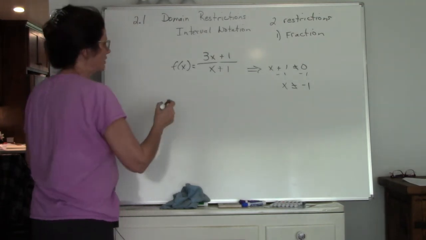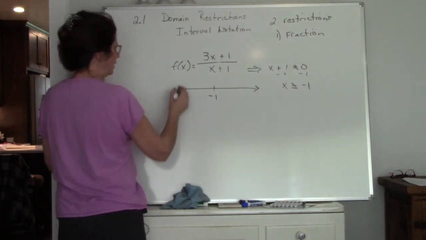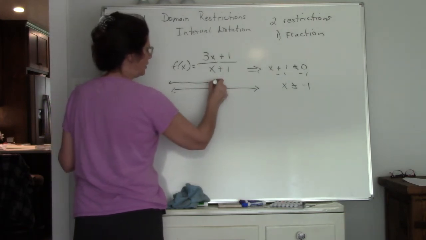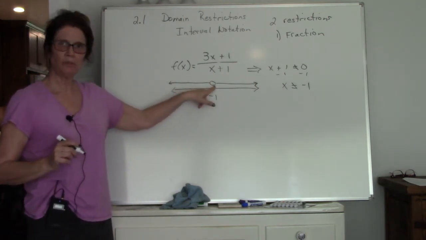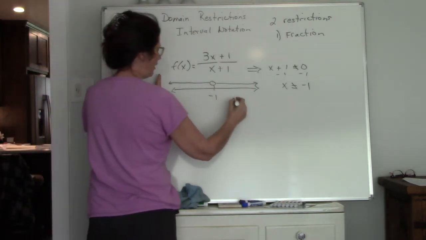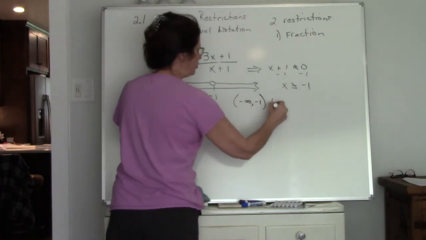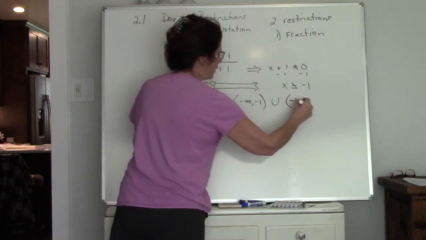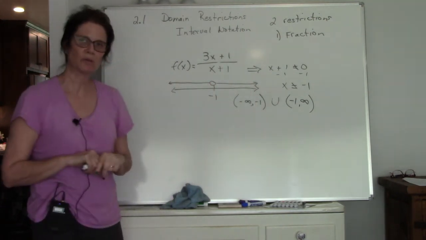Now, if we were writing this on a graph, this is what it would look like. Here's my number line. I can have all values up to, but not including, -1. So in interval notation, I have negative infinity up to -1, and I'm going to union, or and, all my values from -1 to infinity. So it's all of these values.